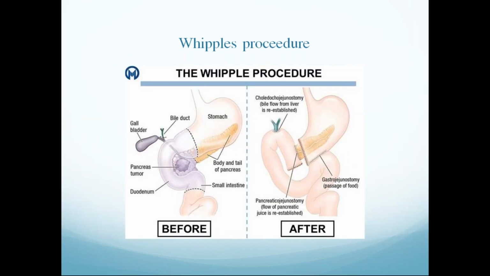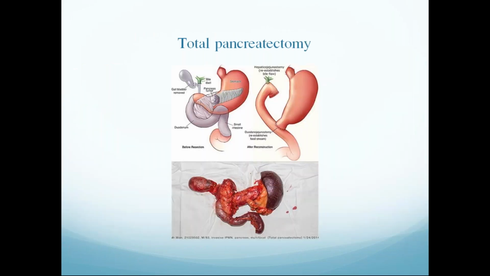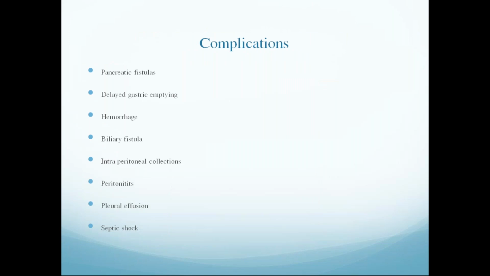This is the Whipple procedure, which is the main procedure. This is before the procedure and after the procedure. This is the surgical Whipple procedure, and these are the parts removed. Then total pancreatectomy. And these are the complications of the Whipple procedure: pancreatic fistula, delayed gastric emptying, hemorrhage, biliary fistula, intraperitoneal collections, peritonitis, pleural effusion, and septic shock. So just remember the complications and the types of procedures.